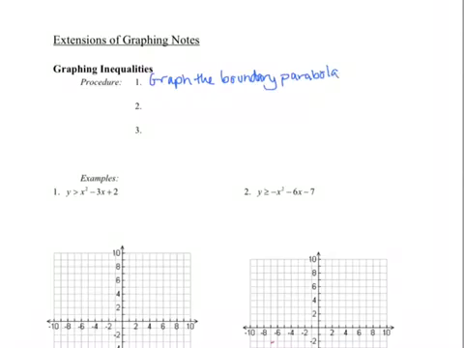And you're going to keep in mind that if the inequality is just less than or greater than, you're going to use a dashed line. And if it's or equal to, then you're going to use a solid line.